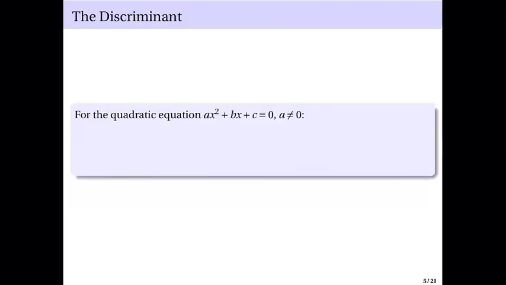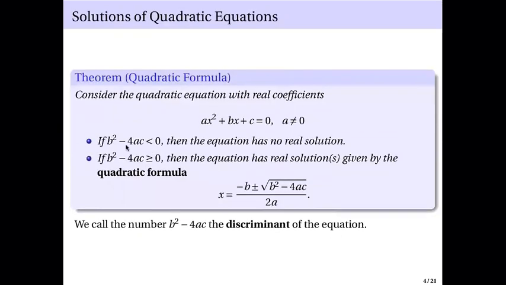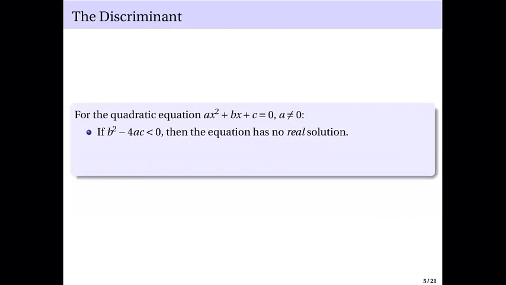So, for the quadratic equation ax squared plus bx plus c equals 0, where a is not equal to 0, if b squared minus 4ac is less than 0, then the equation has no real solution. Just like what the theorem in the previous slide said. If b squared minus 4ac is less than 0, then the equation has no real solution.